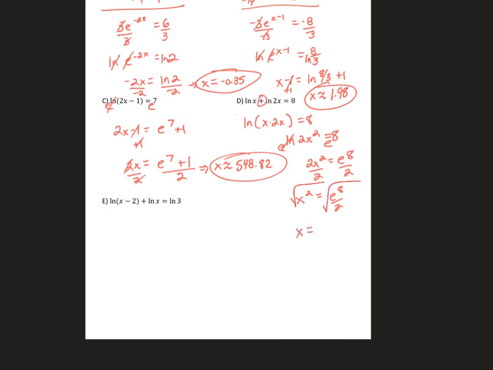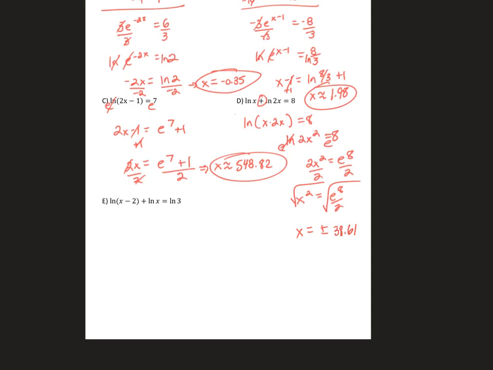And I get x equals plus or minus 38.61 if I type that in on my calculator. When I'm typing this in, be careful to type in e raised to the power of 8, hit enter, divide by 2, hit enter, and then take the square root and hit enter, and you should get your 38.61.